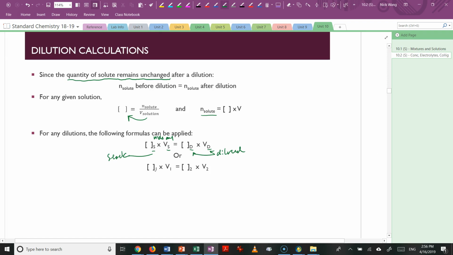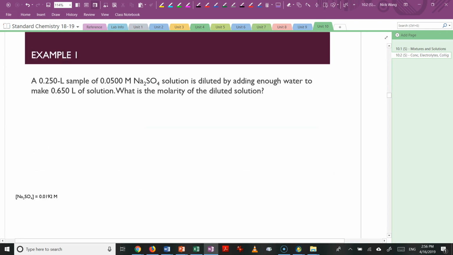Alternatively, you can just use square bracket 1 times V1 is equal to square bracket 2 times V2, where the 1 and 2 just mean solution 1, solution 2, condition 1, condition 2. You get the idea. Ultimately, remember, the key to this formula is knowing that the mole amount of your solute before and after dilution remains the same. That's kind of the key point there. Let's put this in action.